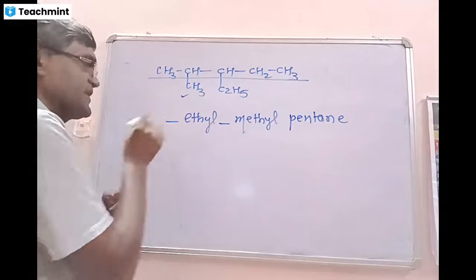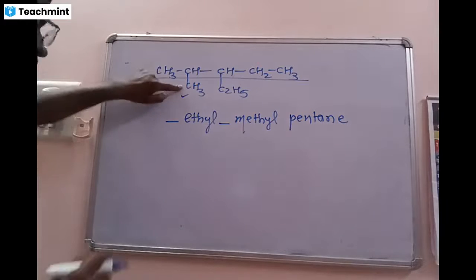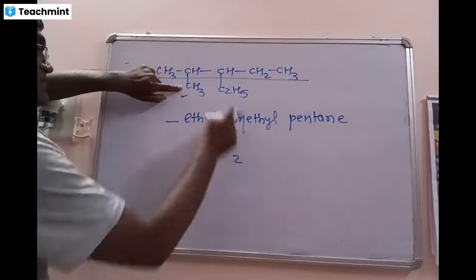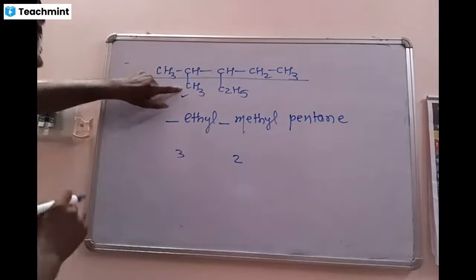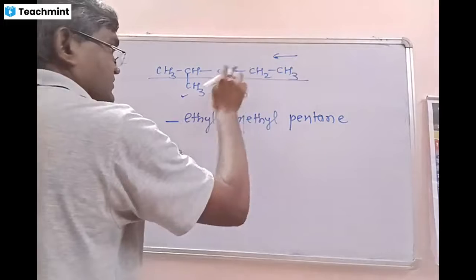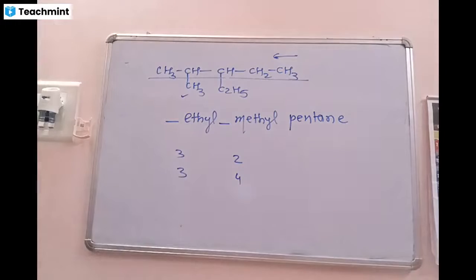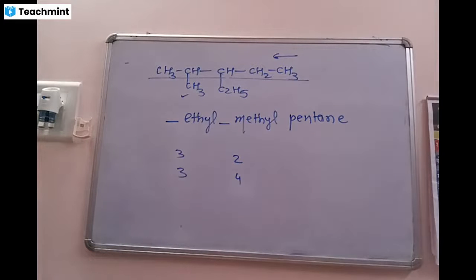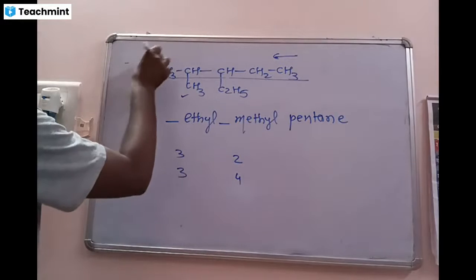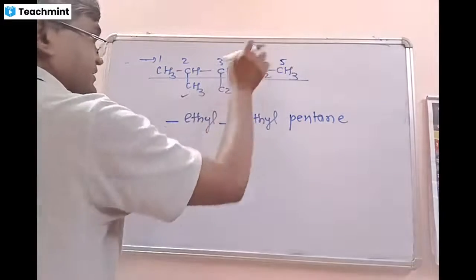Now why have I left this space? For their positions along the chain. So if I number this from this end, then this will be 2 methyl and 3 ethyl, right? If you go from the other end, then 1, 2, 3, 3 ethyl and 4 methyl. Which one is correct? 3 plus 2 is 5, 3 plus 4 is 7. This side is 1, 2, 3, 4 and 5. This will be the correct numbering, right?